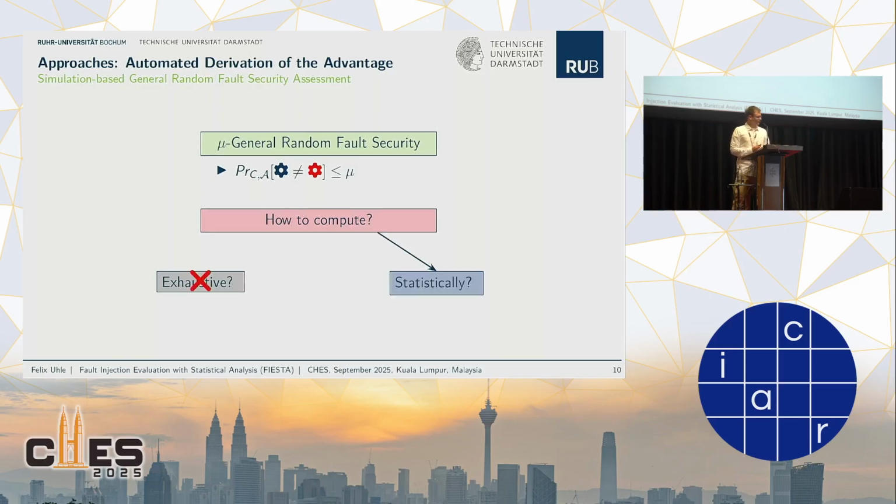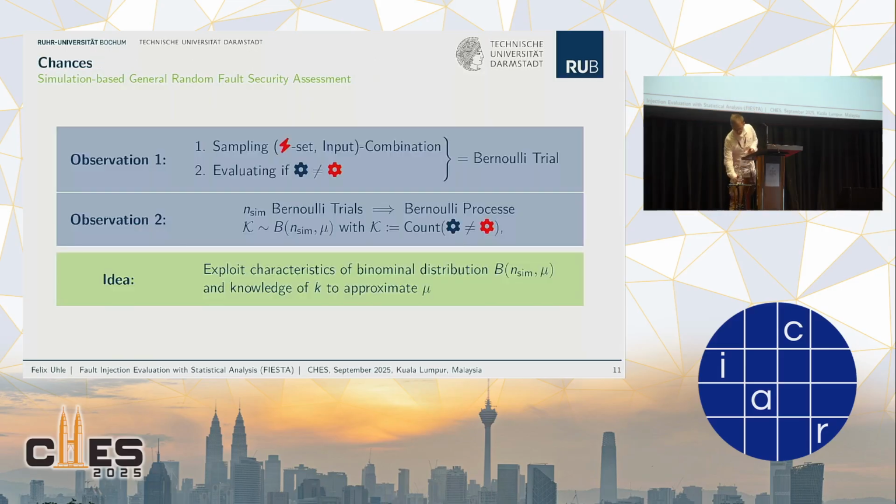Yeah, what we do instead of trying it exhaustively with some threshold or something like that, we do it statistically. Our approach is based on two observations. First of all, when you have a random experiment which has two outcomes, then you have a Bernoulli trial. And this is what we have in our situation. So we sample an input and fault combination. And then we have two outcomes, effective fault or non-effective fault. So we have a Bernoulli trial.